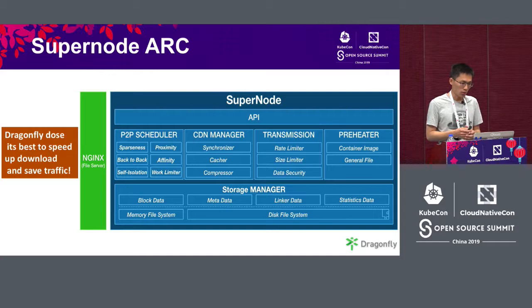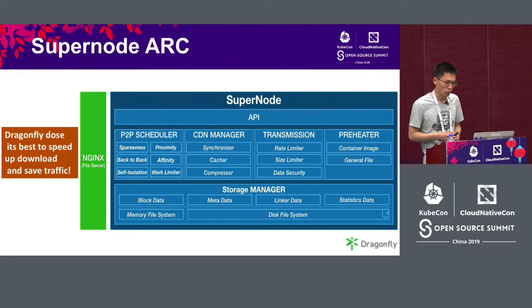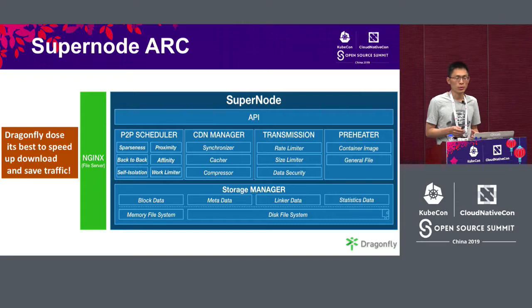So with these strategies, Dragonfly will try its best to improve the download efficiency and reduce the cost. And the bottom layer is the storage manager. We have different kinds of data to be stored, for example, the block data and the metadata. The metadata for different blocks, and also the MD5 code, and also the number and the files. Then for the link data, this is the soft link data.